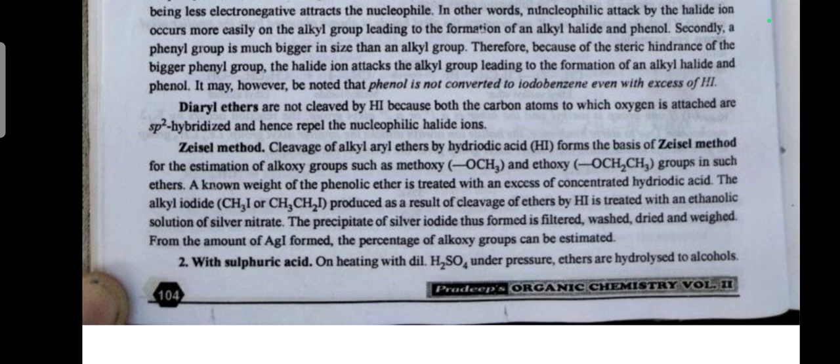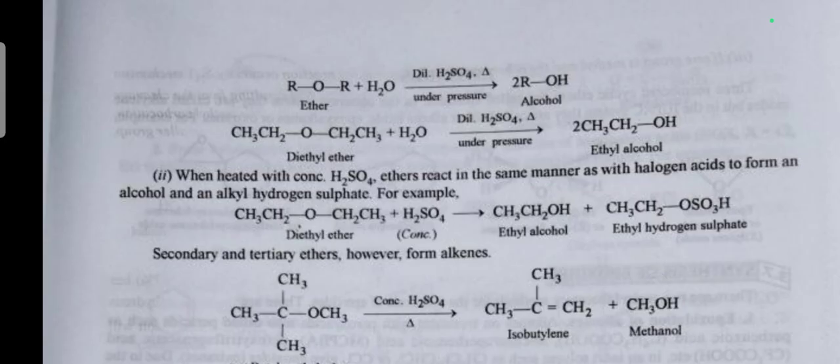With sulfuric acid: on heating with dilute sulfuric acid under pressure, ethers are hydrolyzed to alcohols. When heated with concentrated H2SO4, ethers react in the same manner as with halogen acids to form an alcohol and an alkyl hydrogen sulfate. Secondary and tertiary ethers, however, form alkenes.